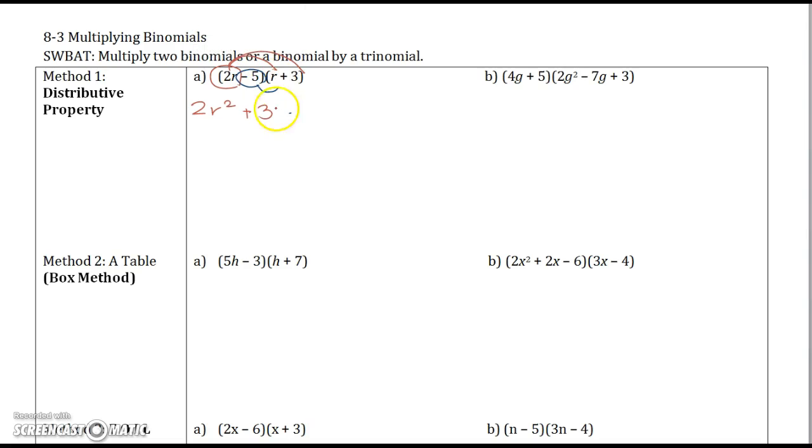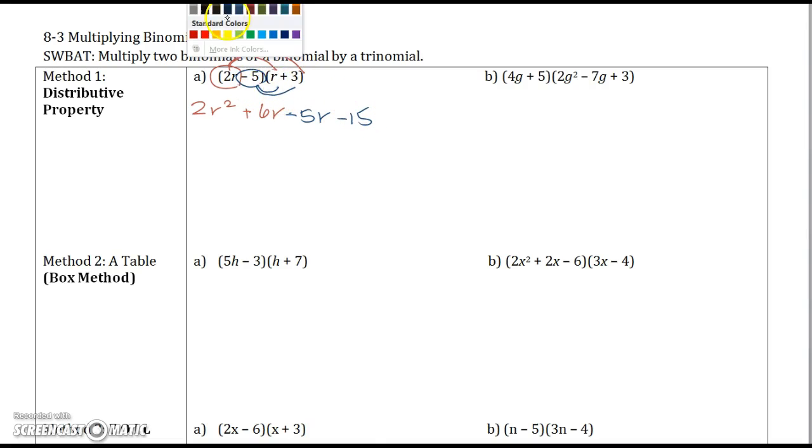Dang it. That was a 2. Oh, I did not distribute that right. Just kidding. The magic of erasers. My bad. This is 2r times r was 2r squared. 2r times 3 is 6r. Let's get that right. And then negative 5 times r is negative 5r. And then negative 5 times 3, negative 15.